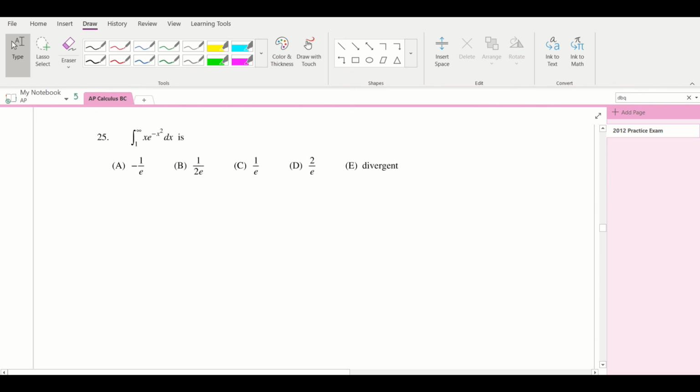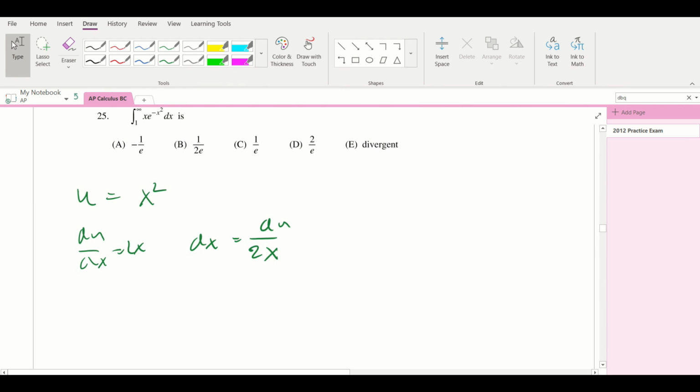All right, so I want to know what this value is. You can just u-sub, u equals x squared. So du over dx equals 2x, so dx equals du over 2x. Well, we plug that in. We have the integral from 1 to infinity of 1/2 of e to the power of negative u du.